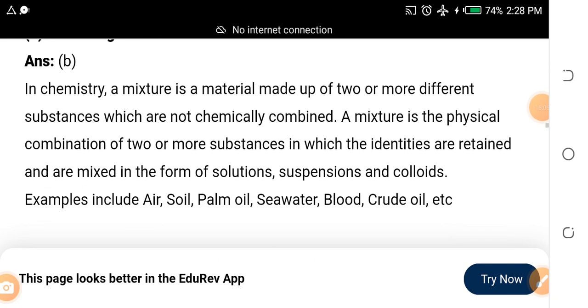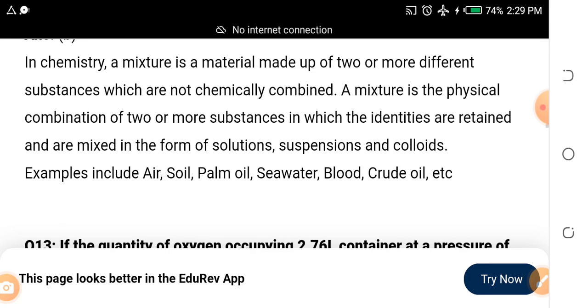In chemistry, a mixture is a material made up of two or more different substances which are not chemically combined. A mixture is the physical combination of two or more substances in which the identities are retained and are mixed in the form of solutions, suspensions, and colloids. Examples of mixtures are air, soil, palm oil, seawater, blood, crude oil, etc.